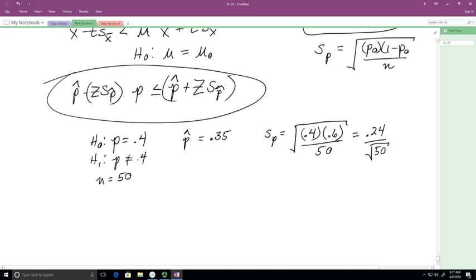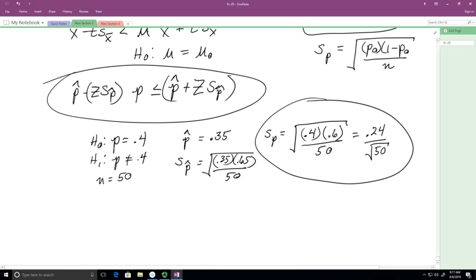What I do with confidence intervals is the error is equal to 0.35 times 0.65 divided by the square root of 50. I use this because I'm doing everything from the standpoint of a confidence interval. This is the correct way to do it. Use the hypothesized value for the standard error of the p.